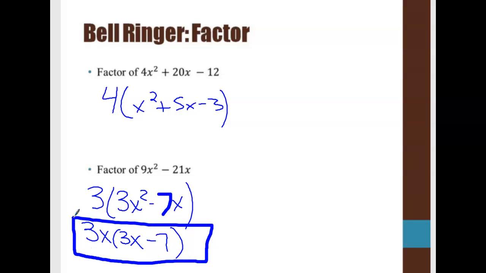Continue on our journey with factoring. So we are solving by factoring now.